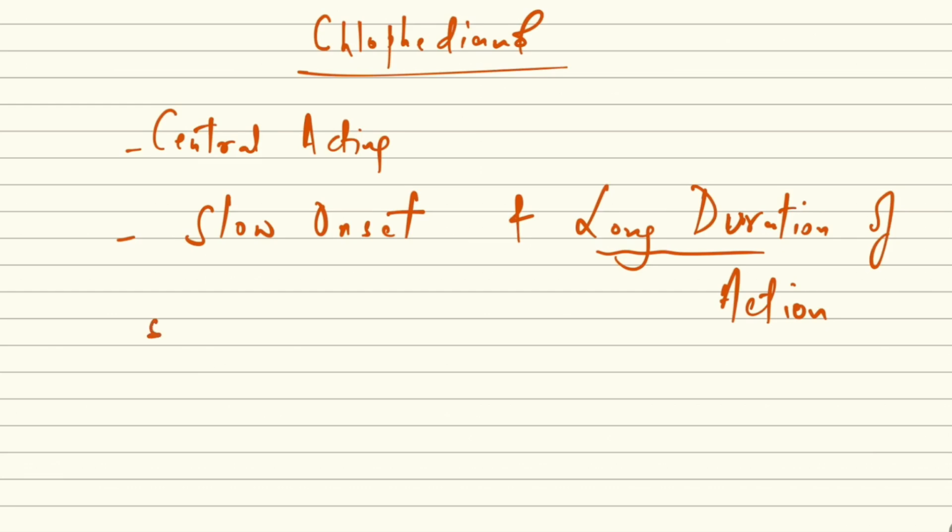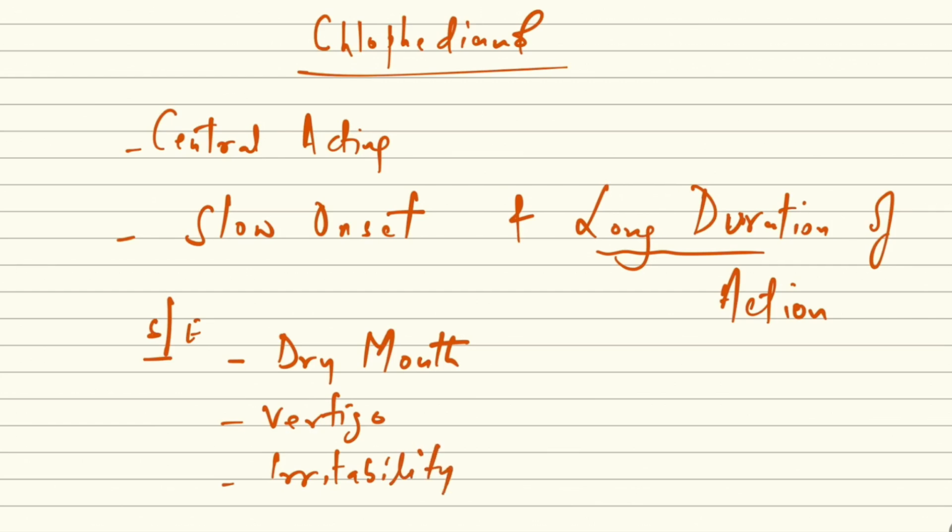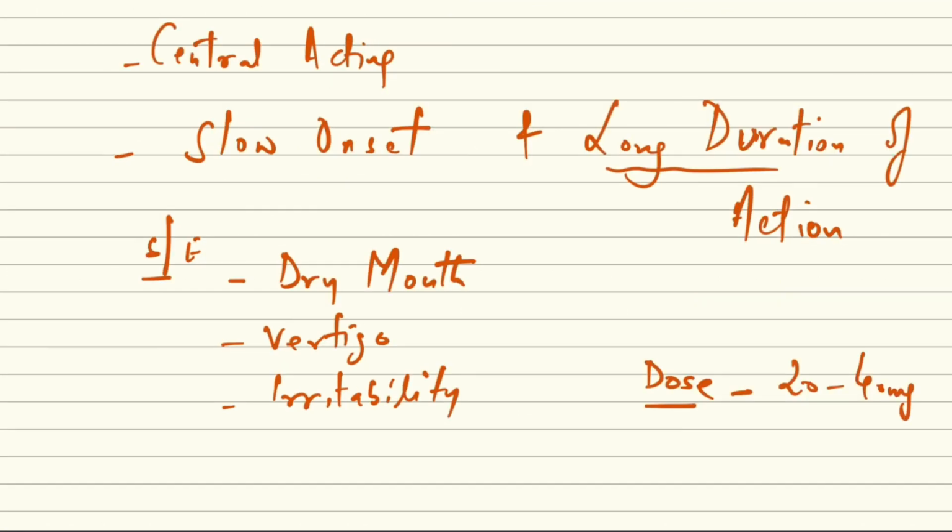About the side effects with clofedanol, the patient can have dry mouth, vertigo and irritability. The dose of clofedanol is 20 to 40 mg. It also comes in the form of linctus, and 5 ml of linctus contains about 20 mg of clofedanol. So this was about the non-opioid antitussives.